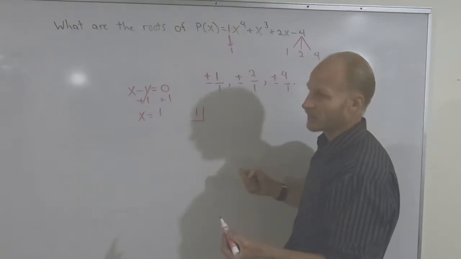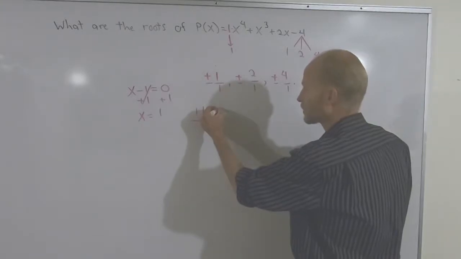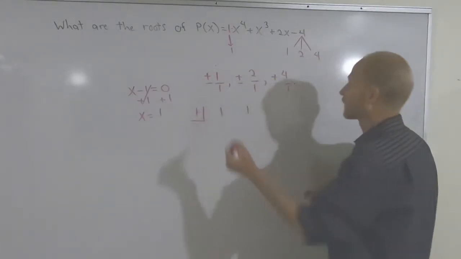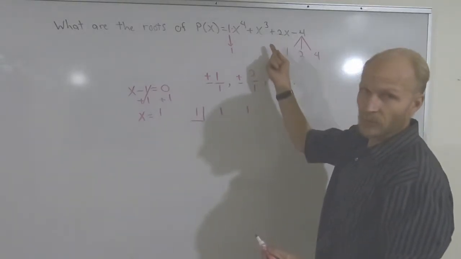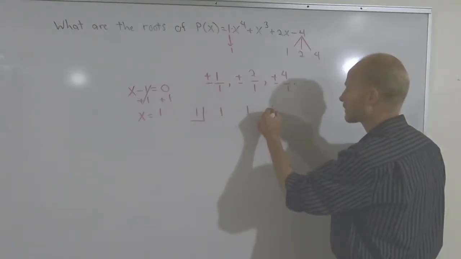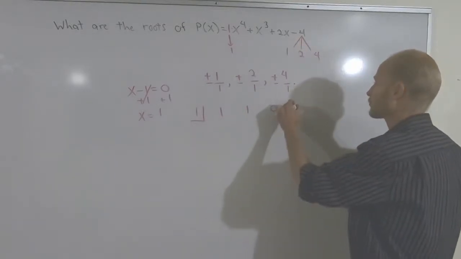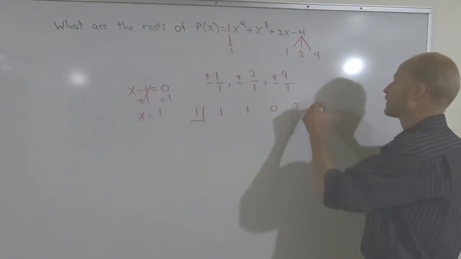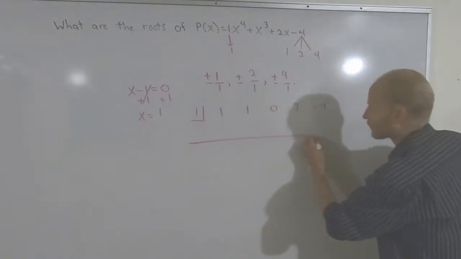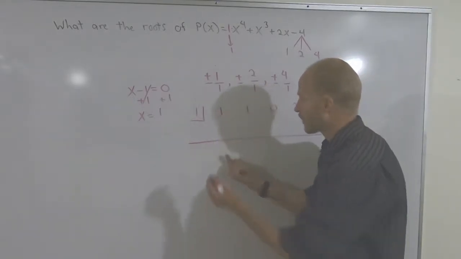Now, with synthetic division, we list out just our coefficients. So we have 1x to the fourth, so I'm just going to write a 1. We have 1x cubed, so I'm just going to write a 1. Notice that we're missing the x squared term. So just so that I have a placeholder, I'm going to write a 0, which represents 0x squared. And then I will write a 2 for 2x and a negative 4 for my constant term. All right? Now with synthetic division, I'm just going to drop my first number. So take your 1 and drop it.